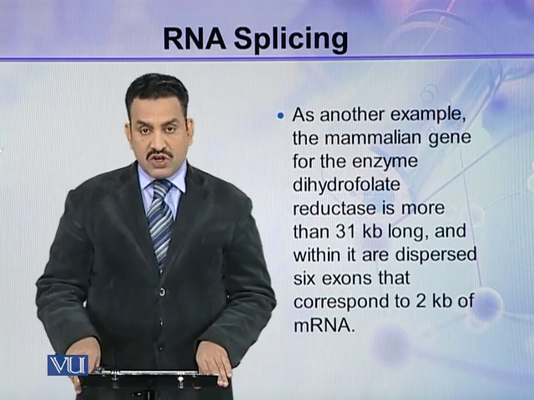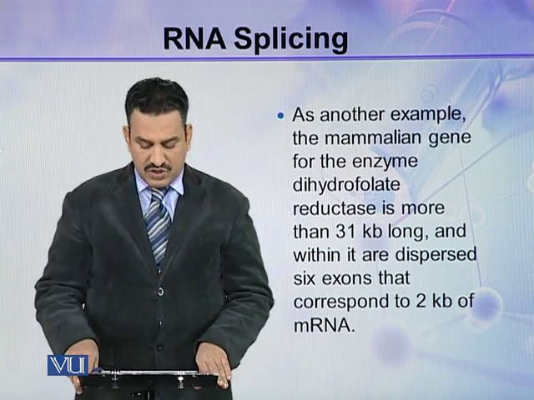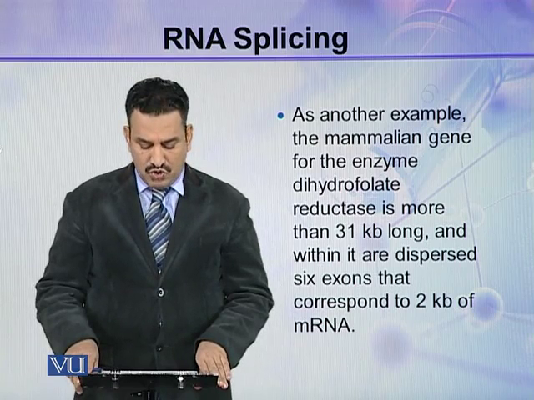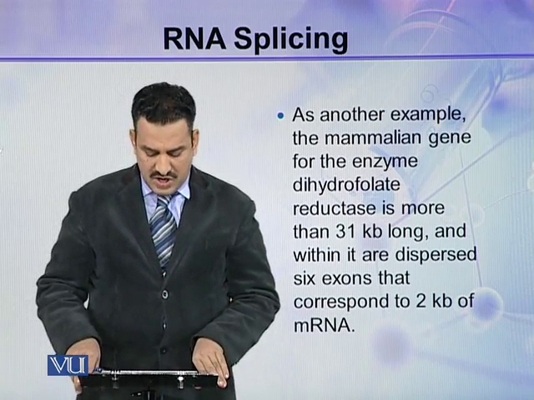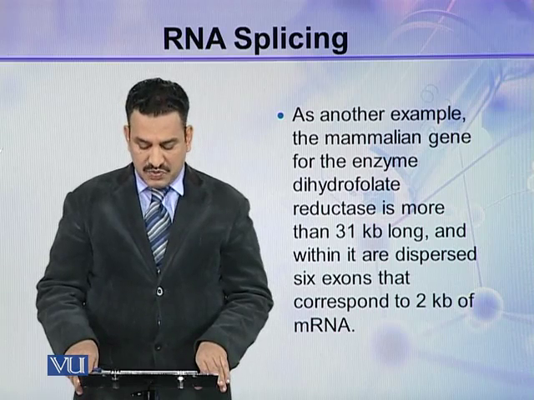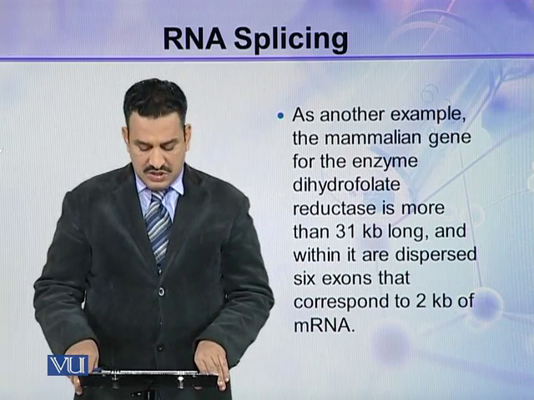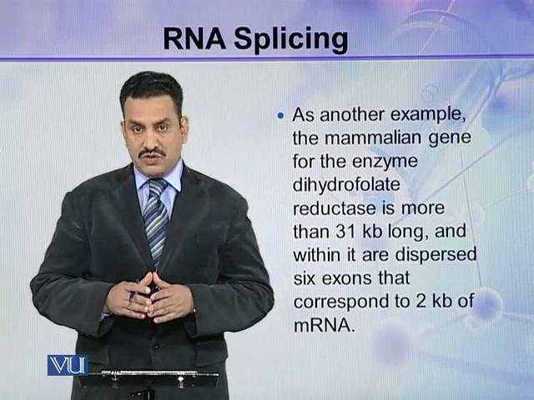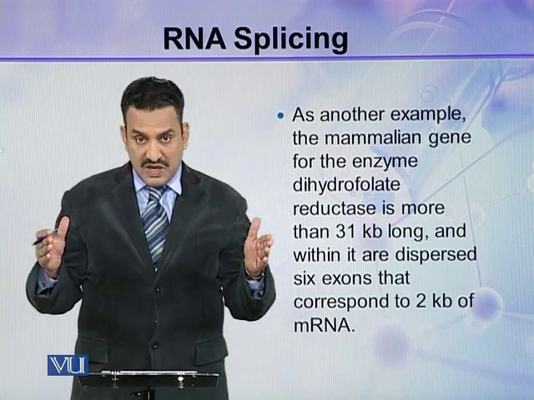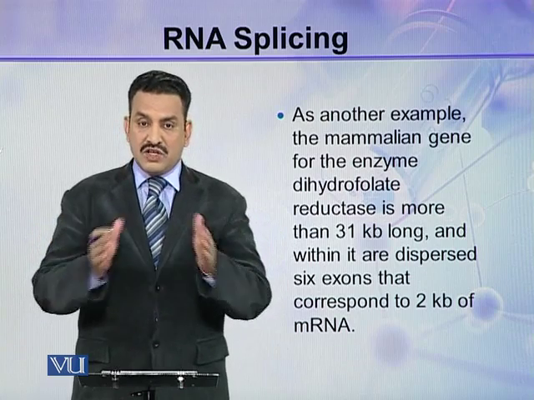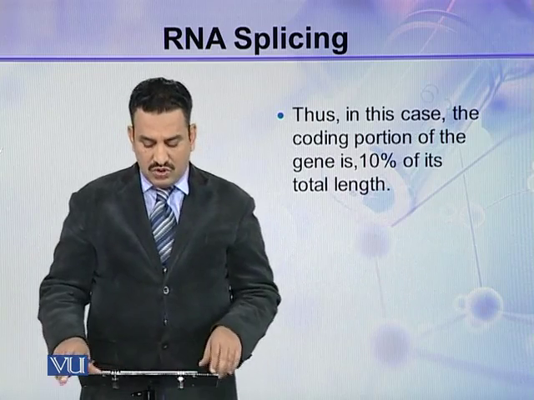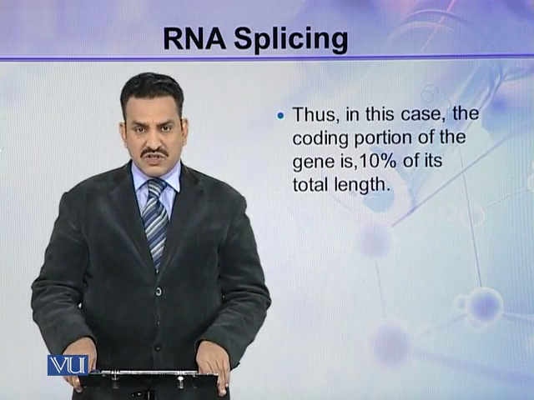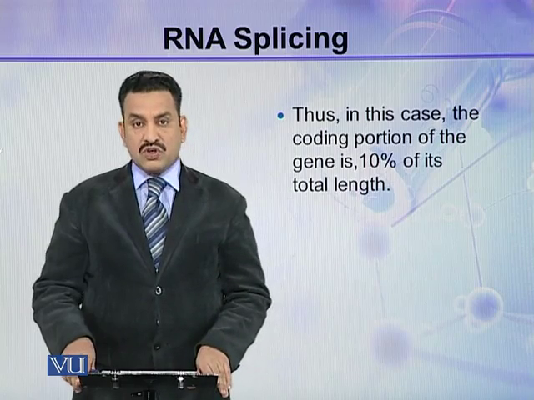As another example, the mammalian gene for the enzyme dihydrofolate reductase is more than 31 kb long, and within it are dispersed 6 exons that correspond to only 2 kb of the mRNA. So the gene is 31 kb and the actual mRNA is only 2 kb. In this case, the coding portion of the gene is 10% or even less of its total length.